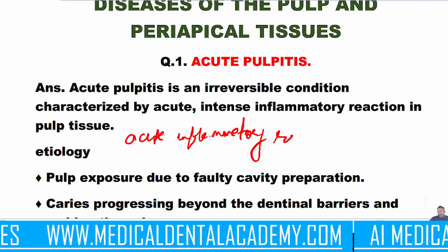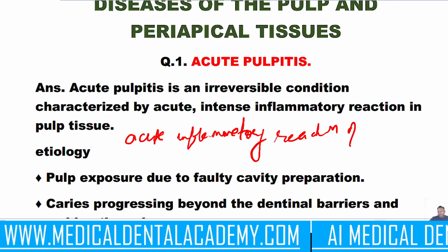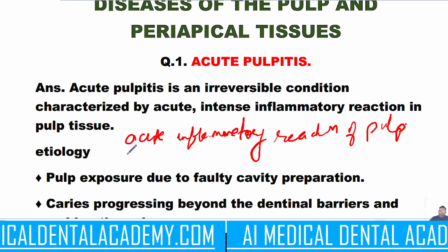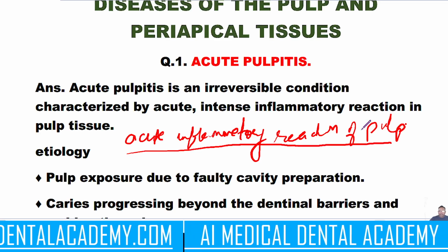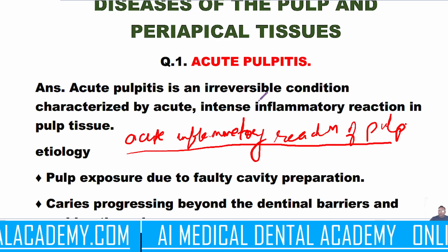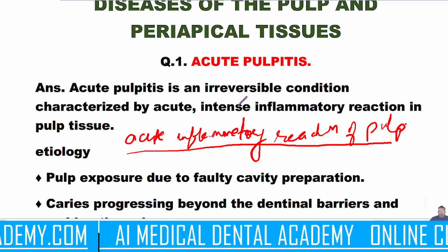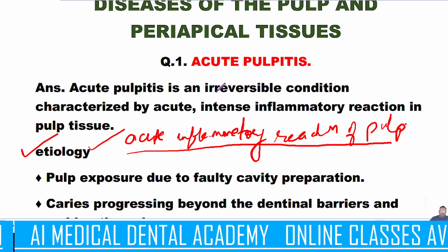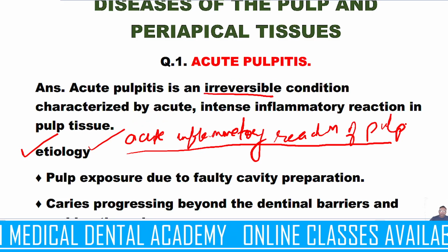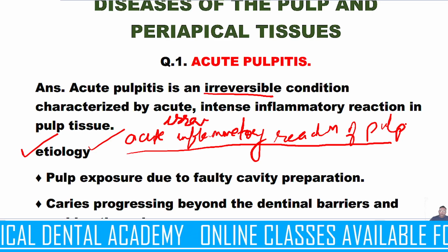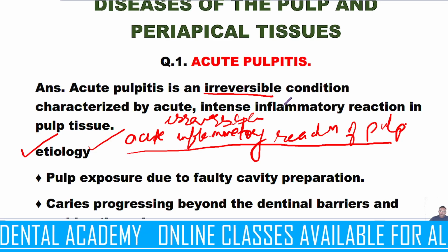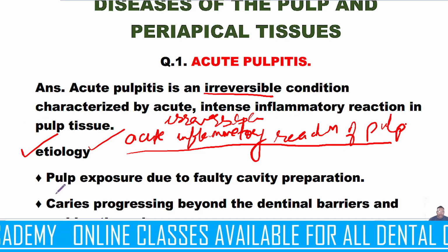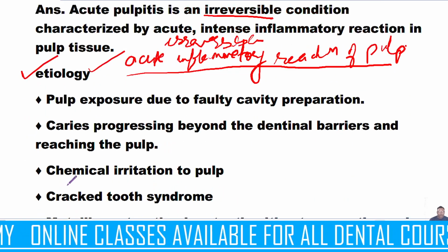Acute inflammatory reaction of pulp. If you have forgotten the definition, leaving it blank is not a good thing. If you have forgotten, you will write this. Now it's an irreversible condition, so you will write here: acute irreversible inflammation of pulp. Short and sweet definition.